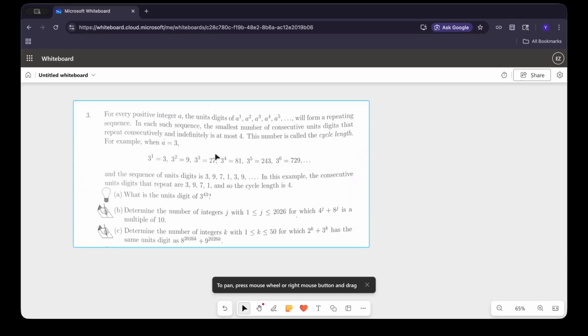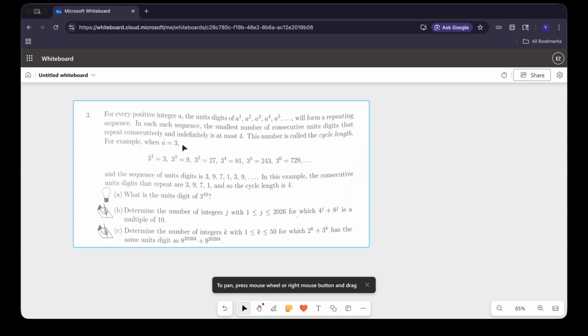Here's an interesting question. For every positive integer a, the unit digits of a^1, a^2, a^3, a^4, a^5, and so on will form a repeating sequence. In each such sequence, the smallest number of consecutive unit digits that repeat consecutively and indefinitely is at most 4. This number is called the cycle length.